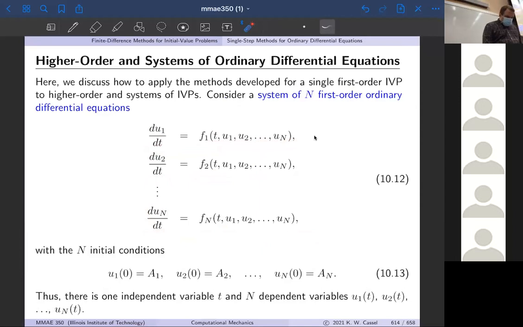We need just as many initial conditions. So we have an initial condition on u1, we'll say that's a1, initial condition on u2, that's a2, and so forth up to the Nth initial condition, uN at t equal to 0 is a sub N. Great. So again, one independent variable and capital N dependent variables. So you can think of it as a vector. So the solution u now is a vector.